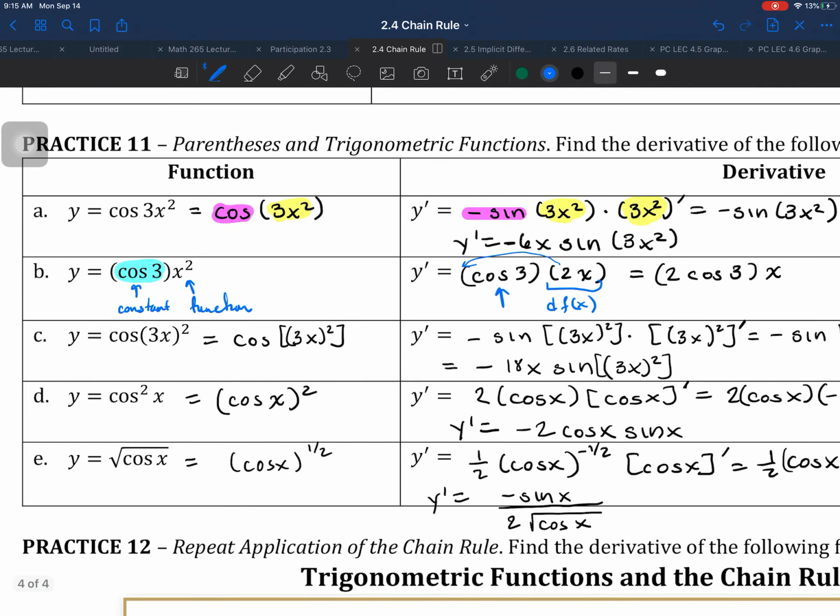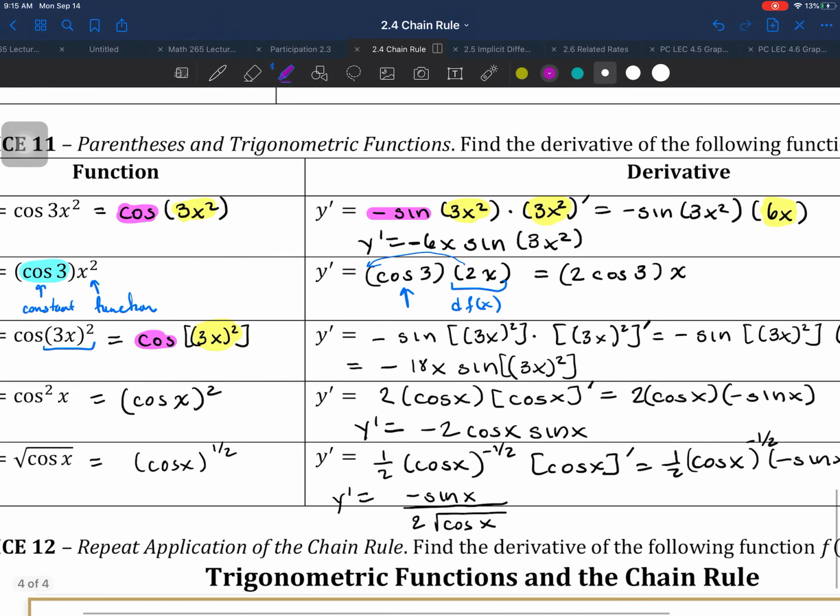Next one, we have cosine of 3x squared. This square belongs to the 3x, so I made this bracket to make it more obvious. Here it's interesting because we have an inside function right there, and we have an outside function, right? Just like before. So you guys will see something that we're going to have to do along the way. But the bigger picture says that we have to use chain rule.